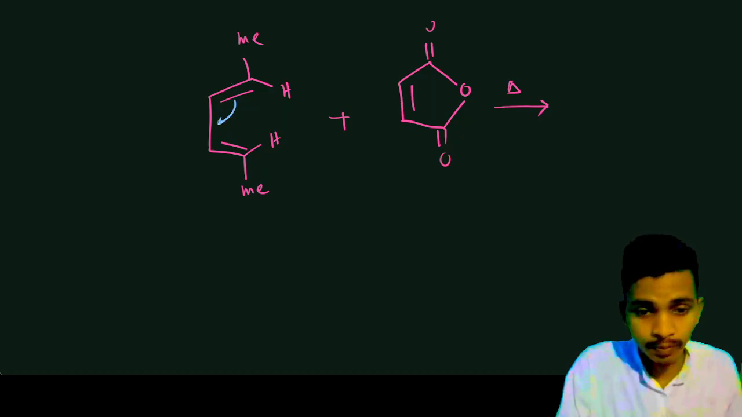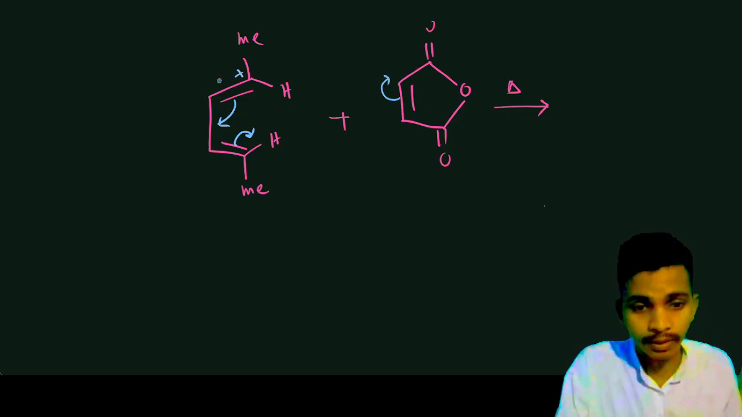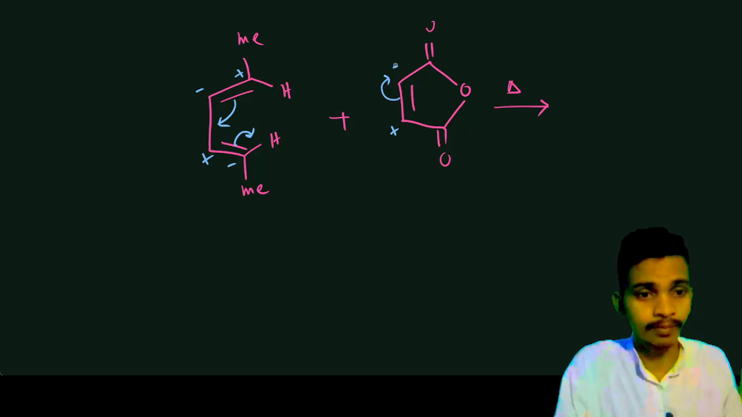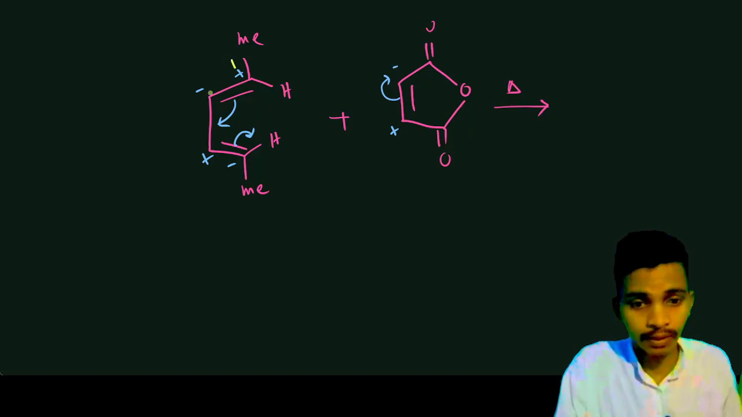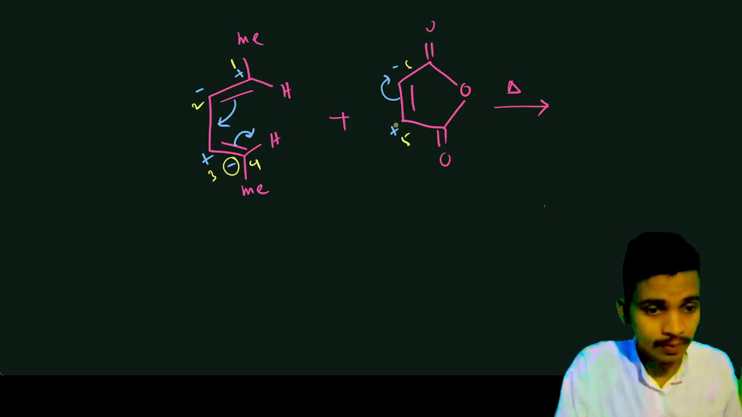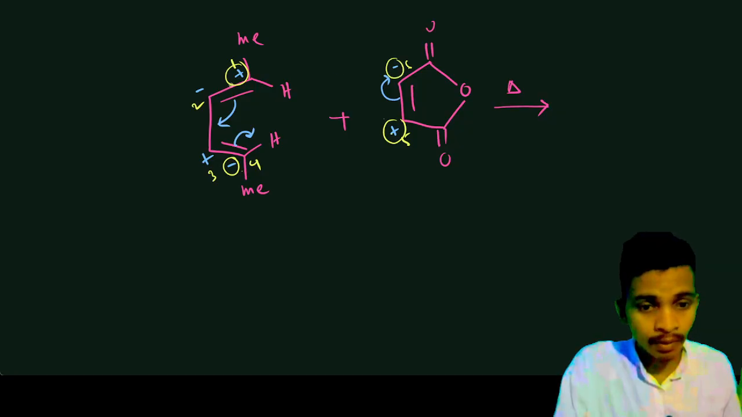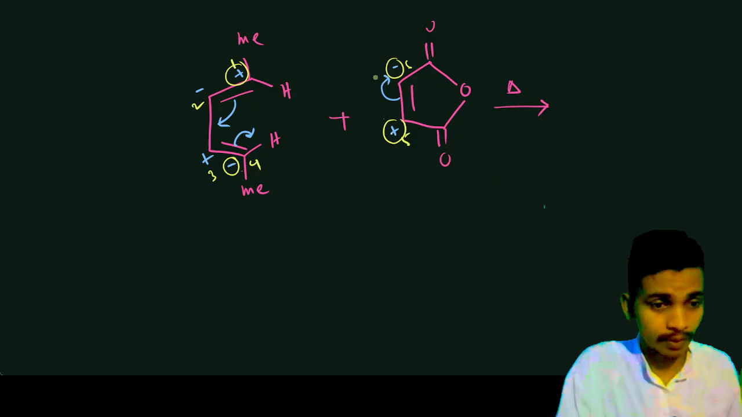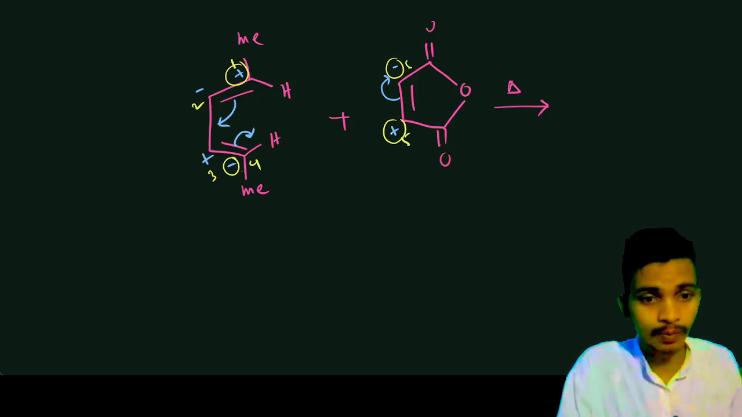This will move here, this will move here, and this will move here. If you don't understand, just mark positive and negative. Here this is positive, this is negative. Number it 1, 2, 3 and 4, and this is 5 and 6. It means the bond will form between 4 and 5, because this is negative and this is positive. Then this is positive and this is negative, so the bond formation will happen again between 1 and 6. So the product is going to be like this.